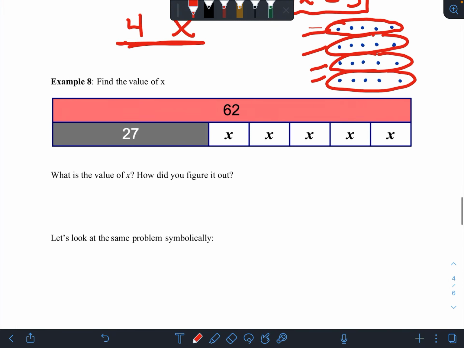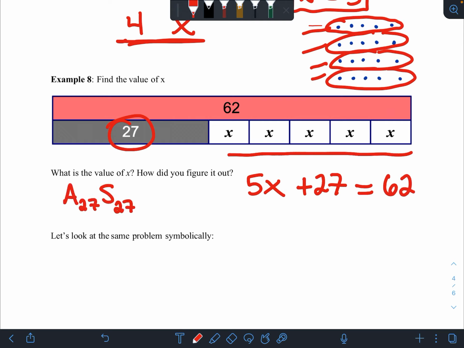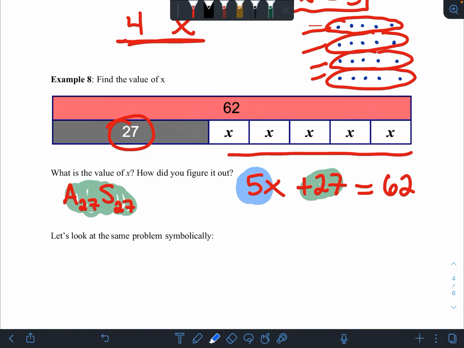We have 5 x's here. We have a 27, and all of that is going to equal the entire thing, which is 62. I added 27, so let's subtract 27. That's this part right here. I'm going to highlight it. Okay, I added 27, so let's go ahead and subtract 27, right? And then I did multiplication by 5. So since I multiply by 5, I'm going to divide by 5.